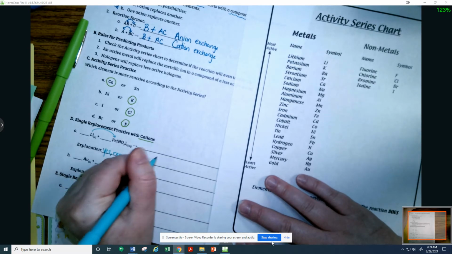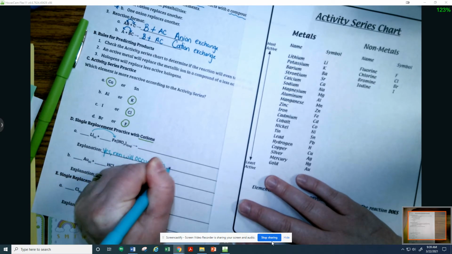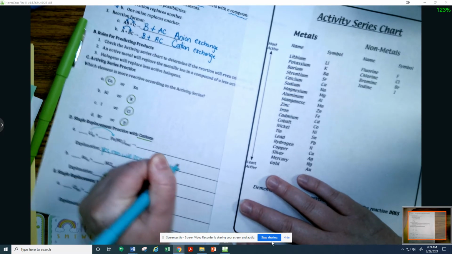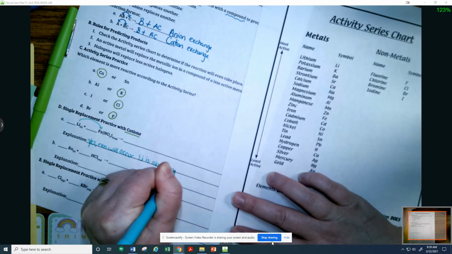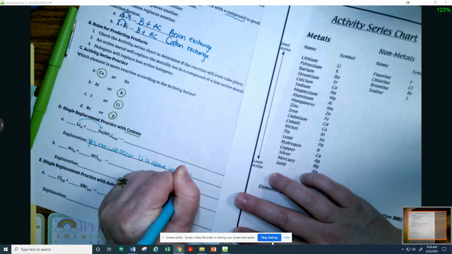And the reason why is lithium is above iron, making it more active.